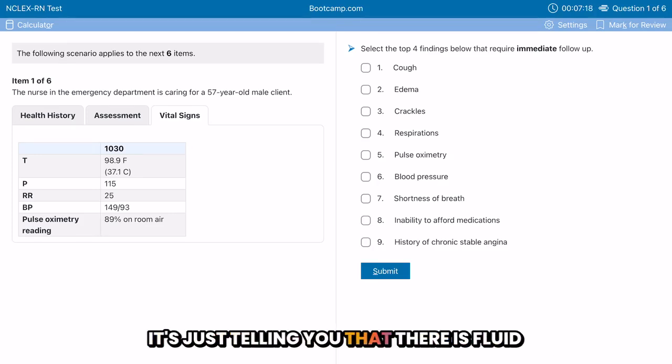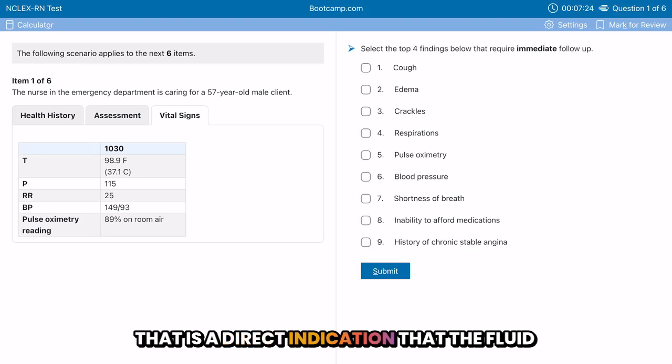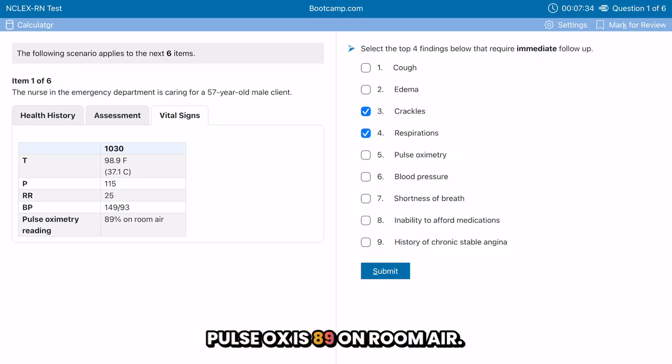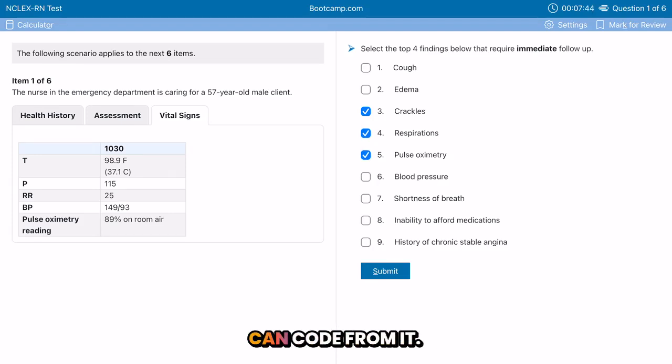It's just telling you that there is fluid overload. Crackles. That is a direct indication that the fluid is in the lungs. We like that. We're going to select that. The respiratory rate also correlates directly with what's happening internally in the lungs. Pulse ox is 89 on room air. We never want that below 95. That is concerning. Blood pressure is concerning, but it's not concerning to the point where they can code from it.